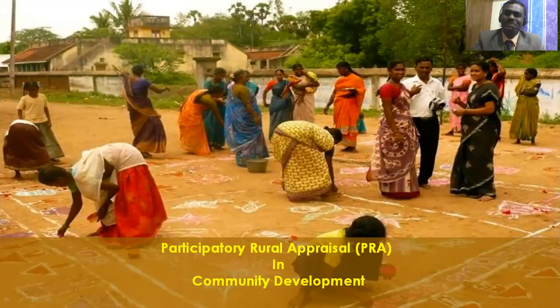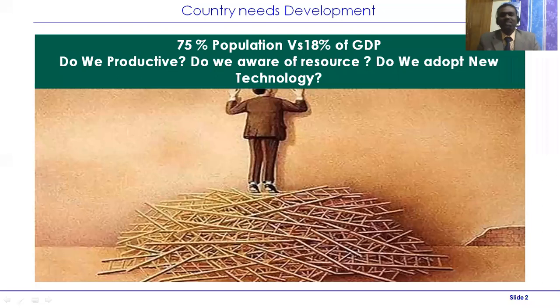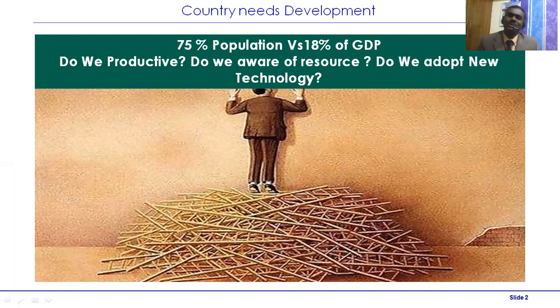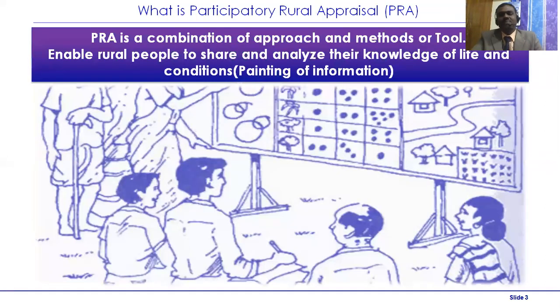Today we are going to discuss participatory rural appraisal in community development. Participatory rural appraisal is one of the techniques used in community development. One research study says that 75% of the rural population contribute only 18% of our GDP. So that means we need to develop people. They should be very productive, and we also need to facilitate them to learn new things, and develop the community members to adopt new technology. So PRA is one of the techniques.